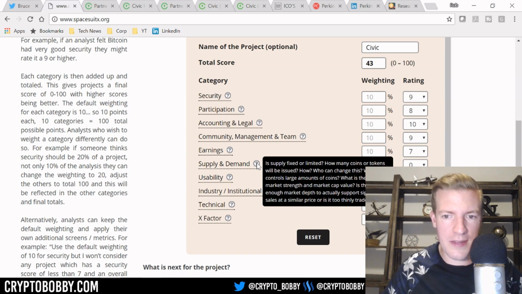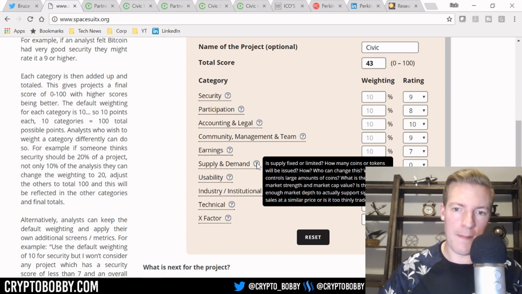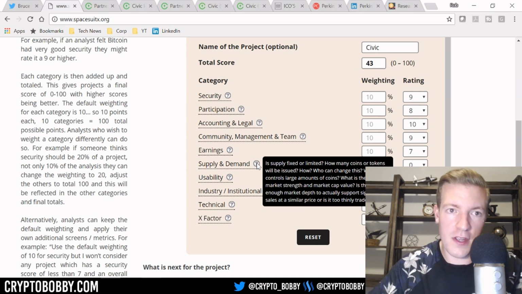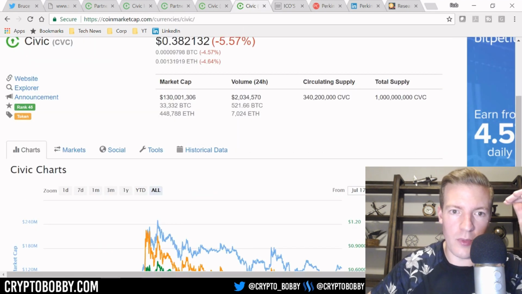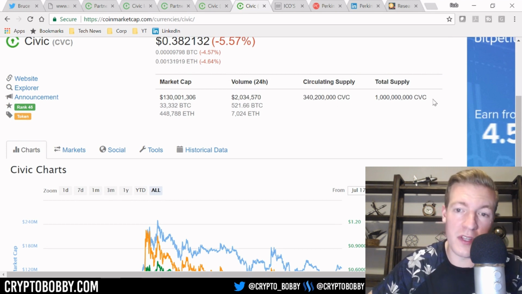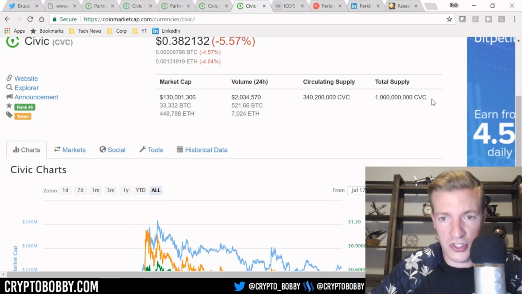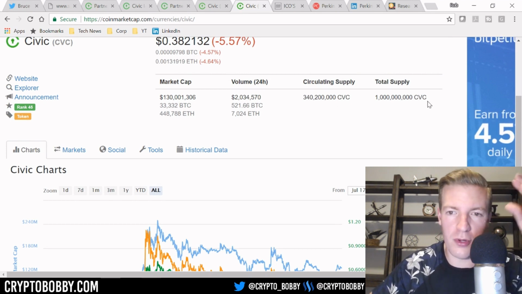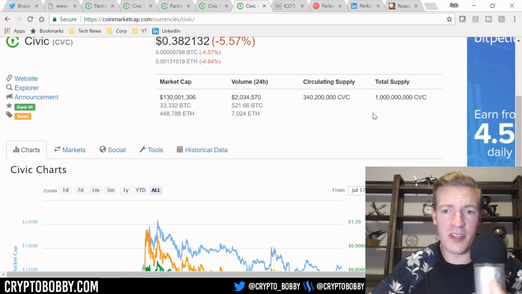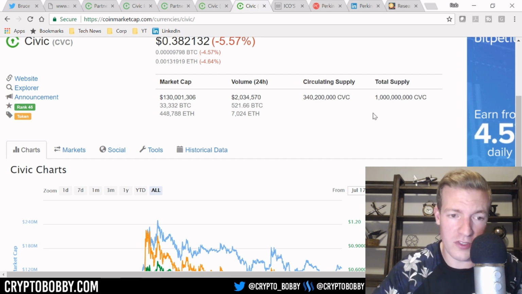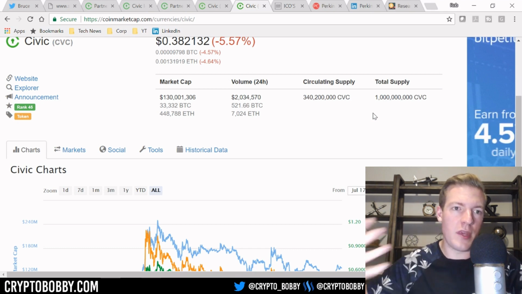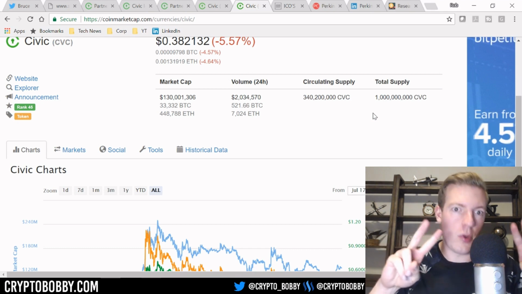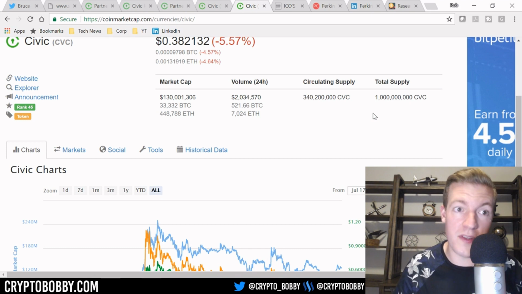And from a supply and demand point of view, this is a fixed currency. So we can go back and look at Civic here. It is a fixed currency. There is a supply of 1 billion Civic. A little bit above 1/3 of them are circulating as of now. And there is a large pool of that cryptocurrency that's being stored, basically going to be given away to the community who ends up utilizing it.